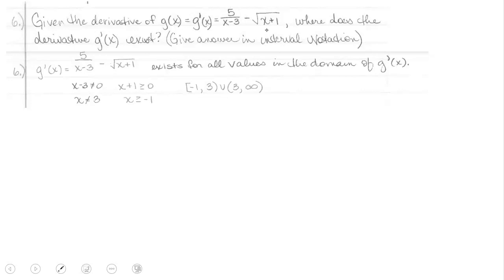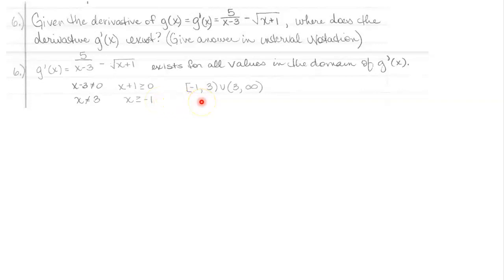The derivative is going to exist for the values that are in its domain. Remember, your domain is going to be all real numbers unless one of two things happens: you have 0 in the denominator, or you have a negative under an even indexed radical. So when we have a denominator, we're going to say that our denominator cannot equal 0, so x cannot equal 3. And we're going to say what's underneath the even indexed radical has to be greater than or equal to 0 since it can't be negative. So x is going to be greater than or equal to negative 1.